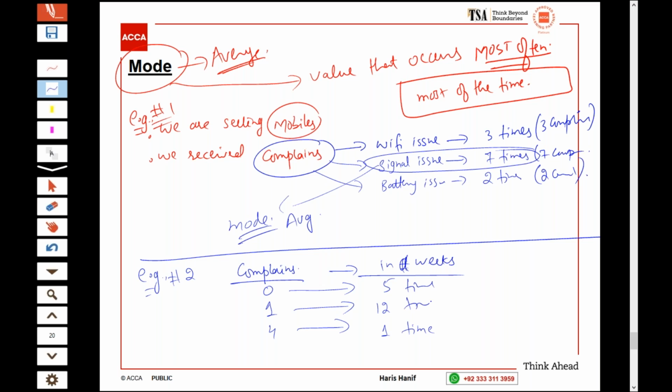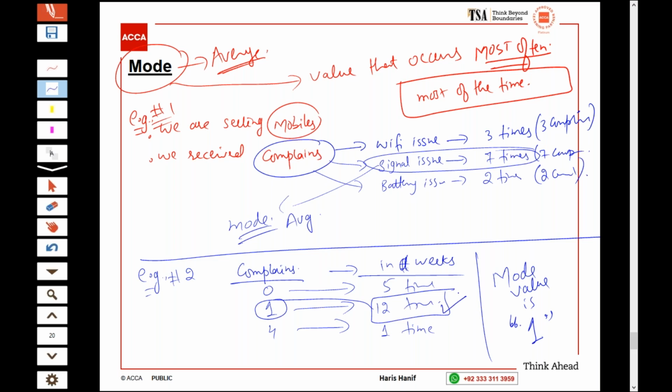Five times. Can you people tell me the mode value here? In the second example, what is the mode value? Some people might be taking the 4. That is wrong. You have to see the times. There is a 12 times. That particular one complaint I have received 12 times. So here the mode value is 1.